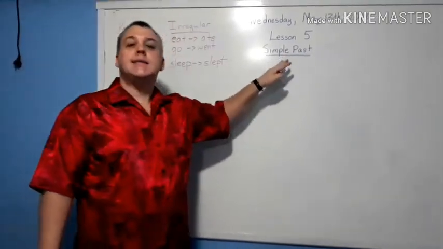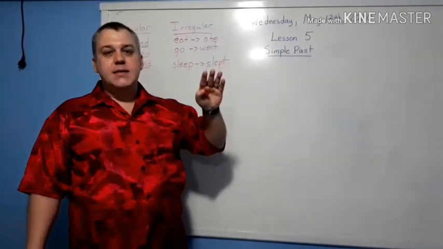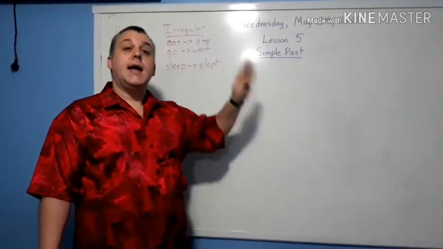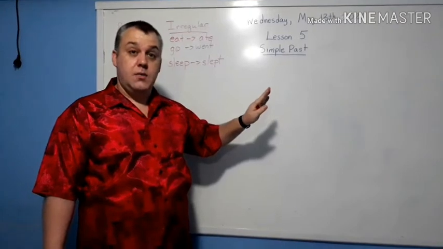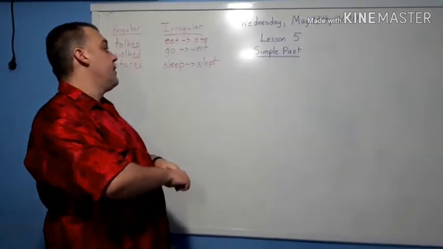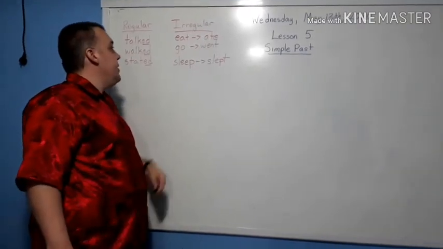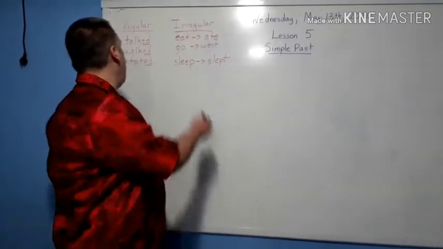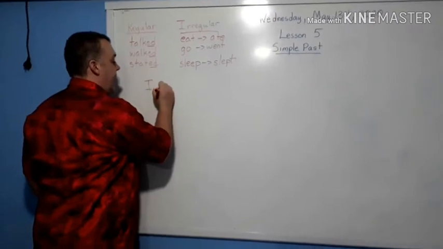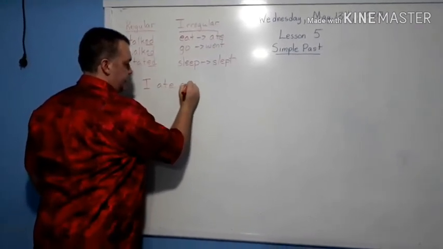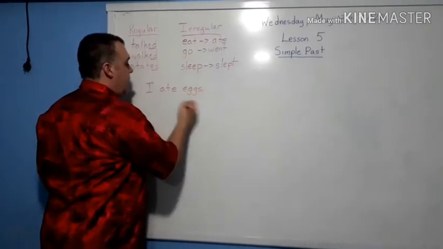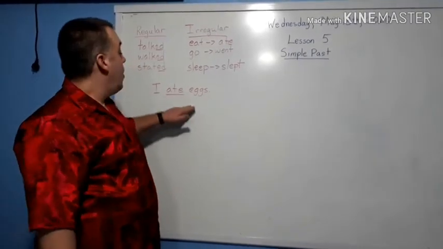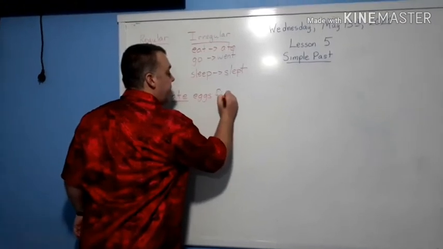Today we will practice simple past. Simple past is something that happened in the past and ended in the past. So, for example, if I ask, what did you eat for breakfast? You would say, I ate eggs. This happened in the past and ended in the past. Or you could say, I ate eggs for breakfast.